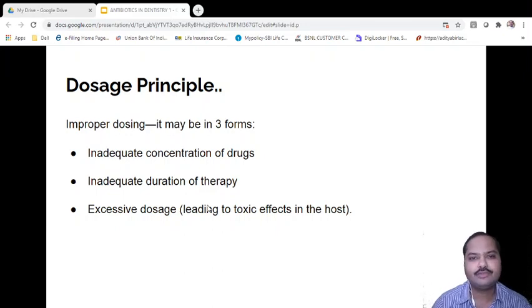The principle of dosing also says that sometimes improper dosing may be done. It may be done in the form of inadequate concentration of the drug when it is achieved, then inadequate duration of the therapy if the clinical judgment does not allow us to be so adequate. So we may give a smaller duration of the drug. Then excessive dosage, when it is given, may lead to toxic effects to the host also.